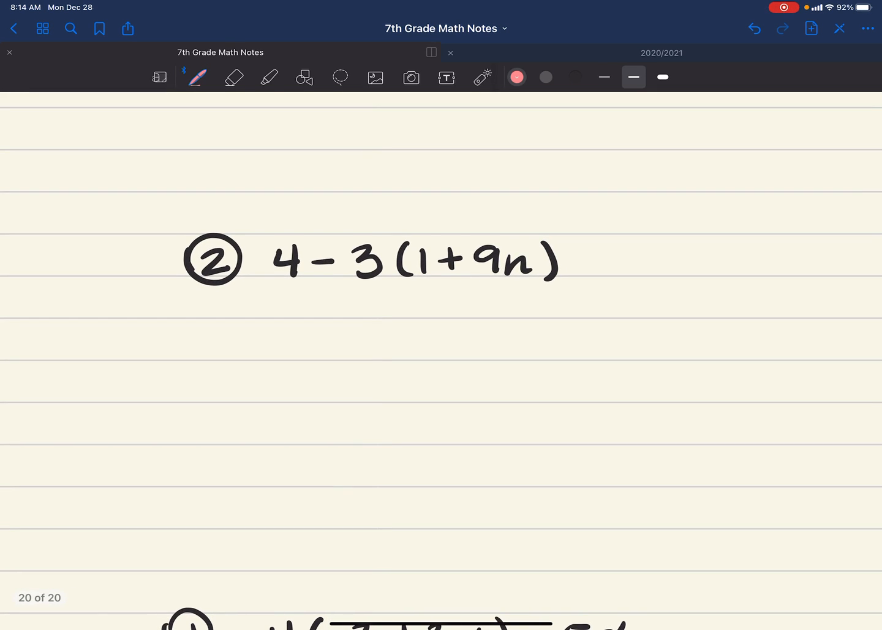All right, example number 2. Again, I'm going to circle the term that's on the outside of the parenthesis. Again, this is a negative 3.